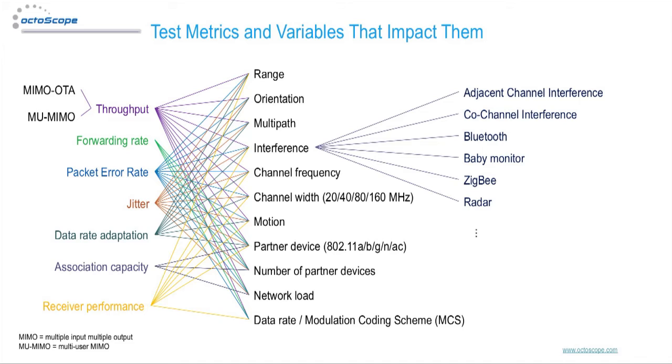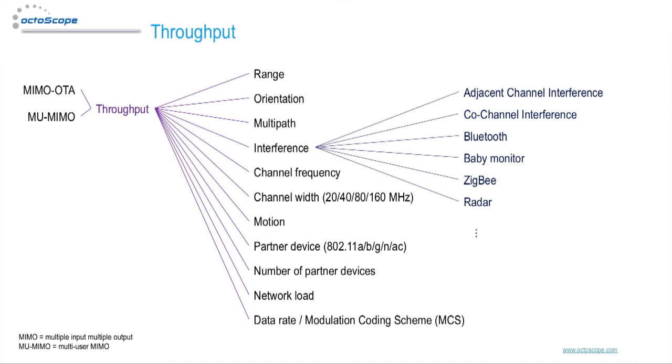Now let's take a look at the most important test metrics and the variables that impact these tests. Throughput is the most common test and should be measured in an RF environment where the parameters that impact it, such as range, orientation, multipath, interference, and more, can be configured in a controlled manner.